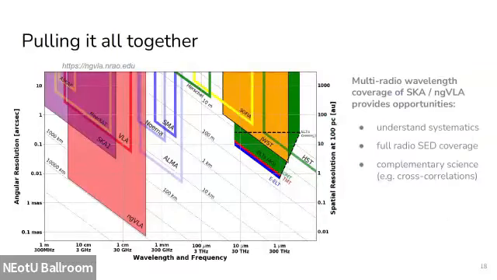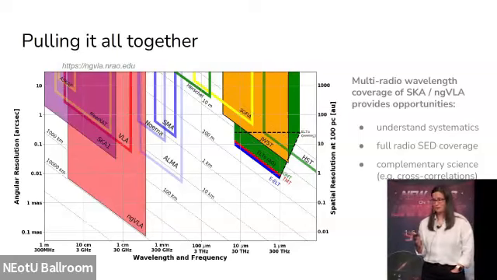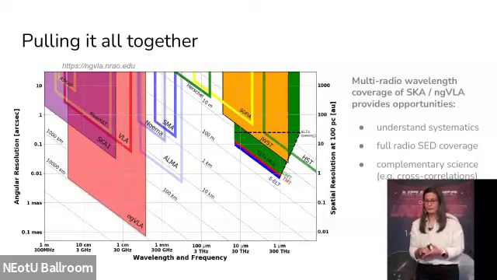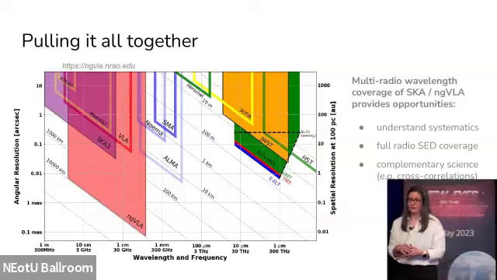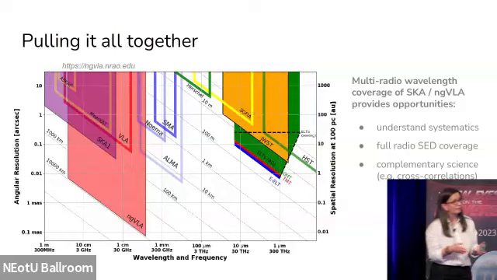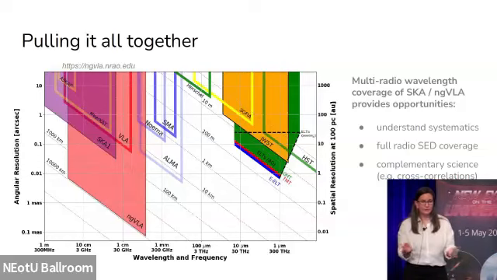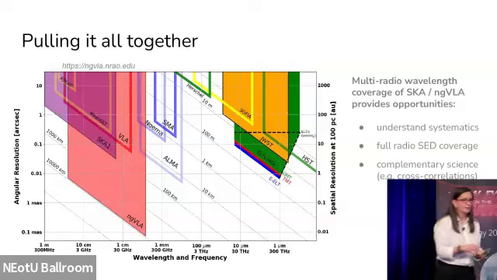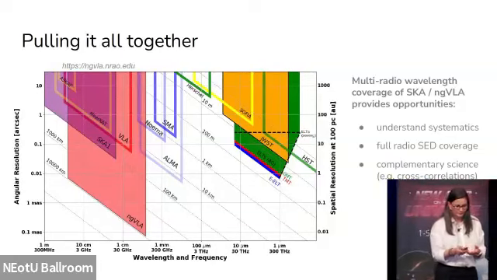Okay, so in the last minute, I'll just pull it all together. I hope I've shown you that the multi-radio wavelength coverage of SKA and ngVLA will provide lots of opportunities to understand the systematics in the area where we have overlap between the frequencies, but also to provide full radio SED coverage.